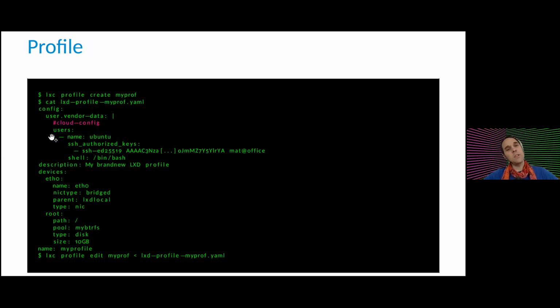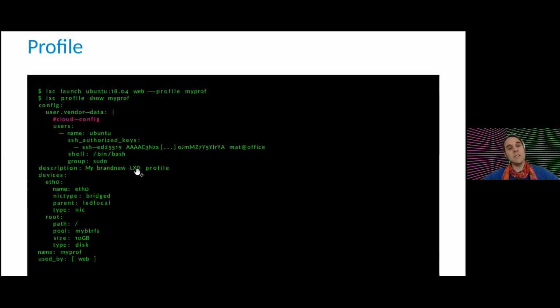Whenever a new container is created using this profile, then a user called Ubuntu is created, and the following SSH public keys are added to the authorized keys file within the container. So you must not use the LXD access syntax that I've shown you before, but you can instead use SSH to connect to the server and to get a shell.